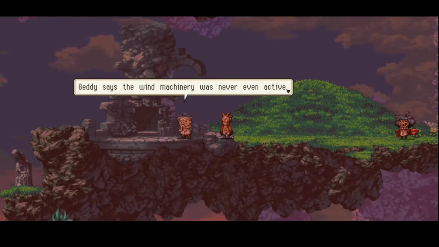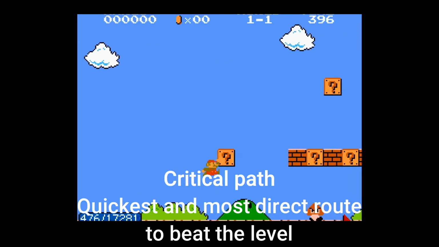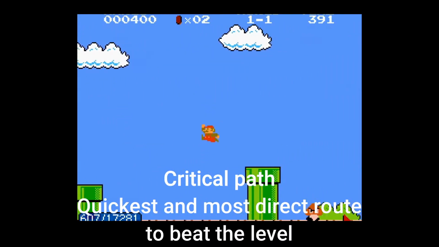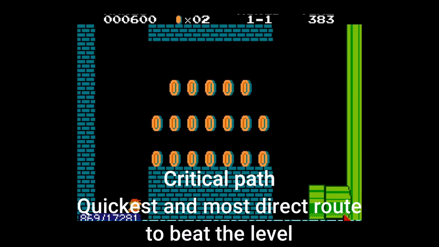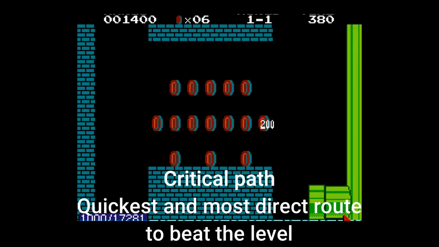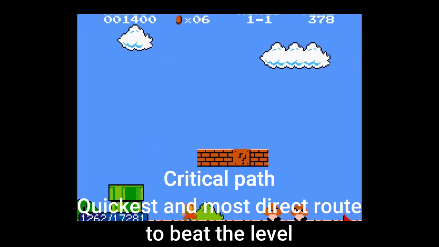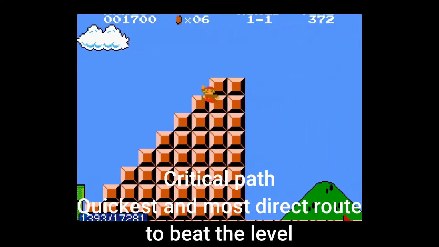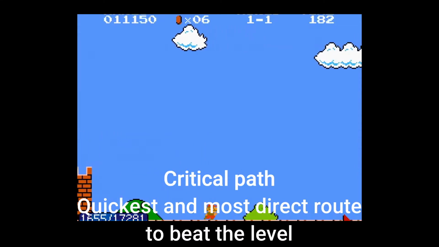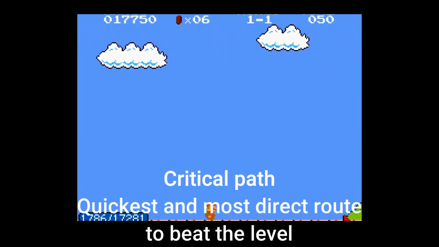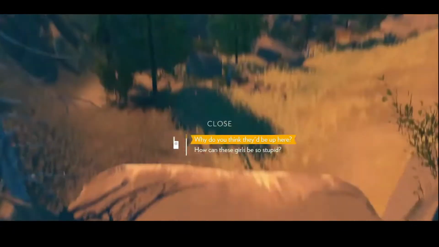Last of all, you need to think about critical and golden paths. Now, the critical path is the quickest and most direct route to beating the level. This is the kind of thing that is taken to extremes by speedrunners. Even if you're going to avoid all side quests, avoid killing all the creatures, and just go straight to the goal, get to the end of the level as quickly as possible. That is the critical path.